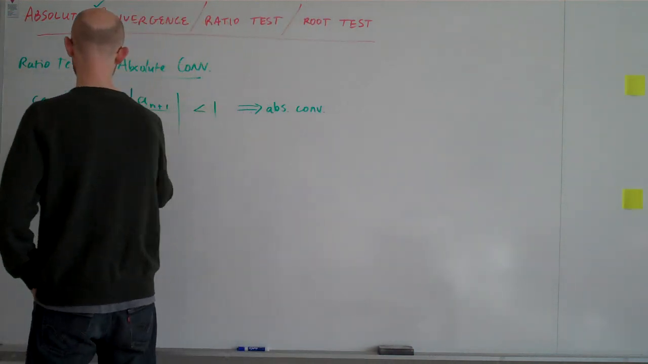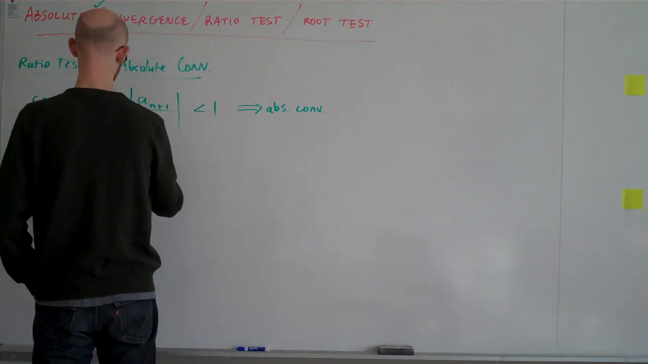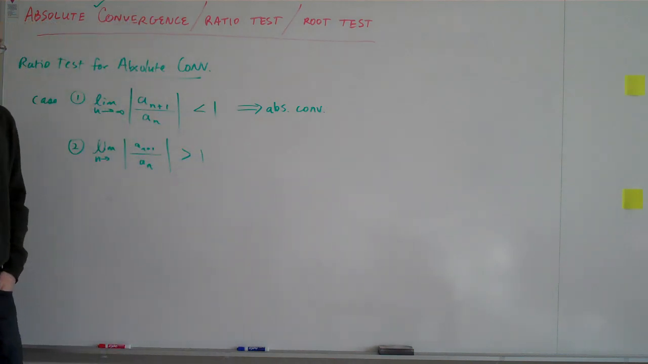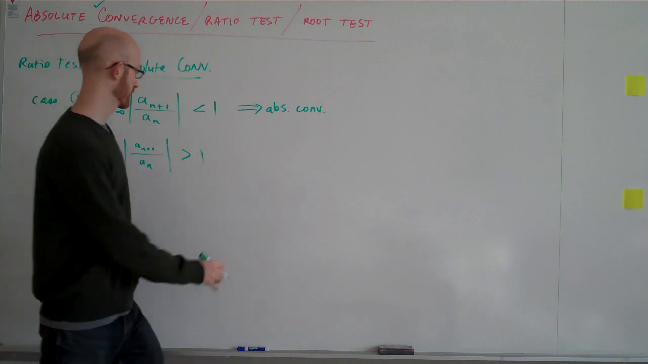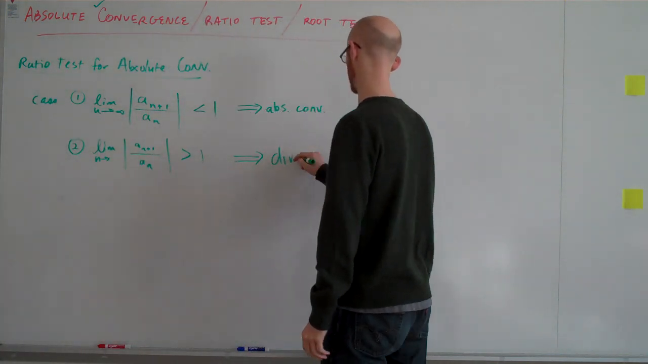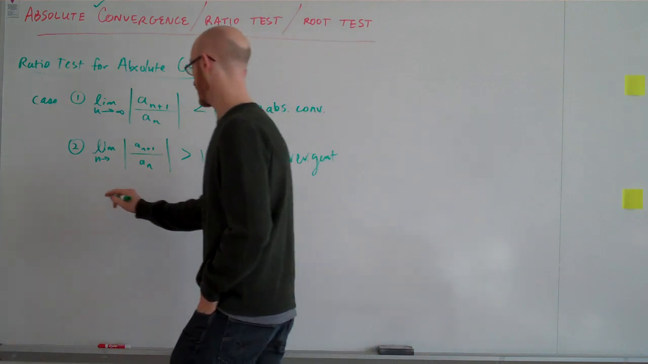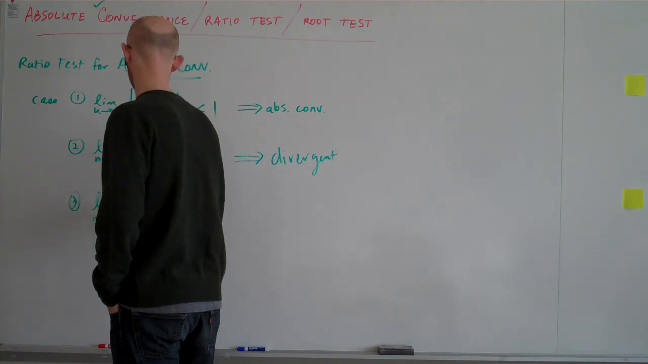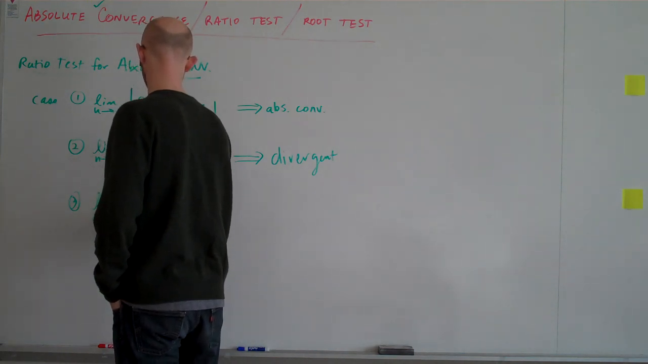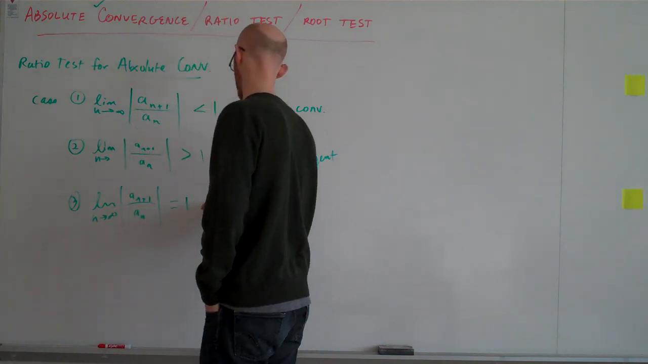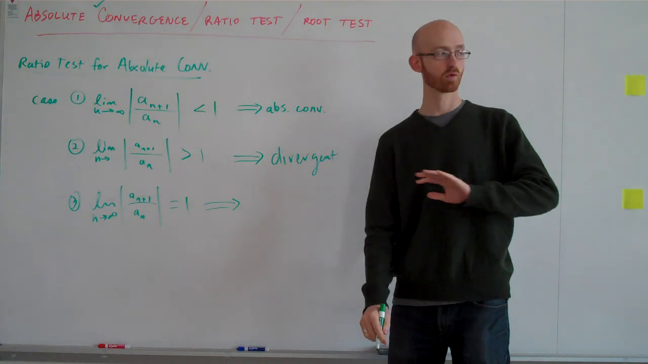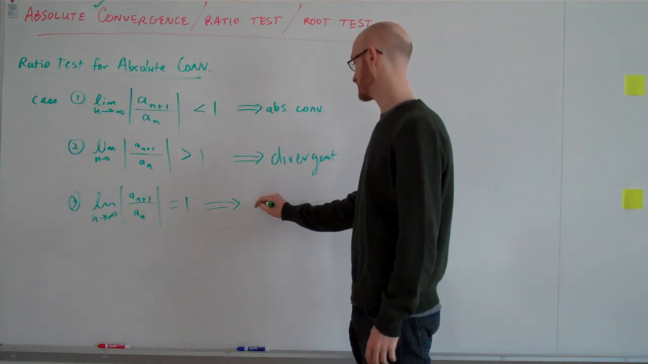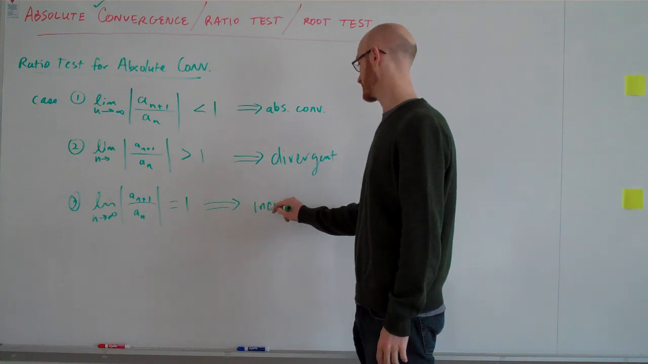Case number 2, same exact thing. But in this case, it'll be greater than 1. So if the ratio is greater than 1, then the terms are exploding, in which case, divergent. And case number 3, same exact calculation again. If it equals 1, then that means every term way out in this sequence basically looks just like the one before it, in which case we're going to say that this thing is inconclusive.